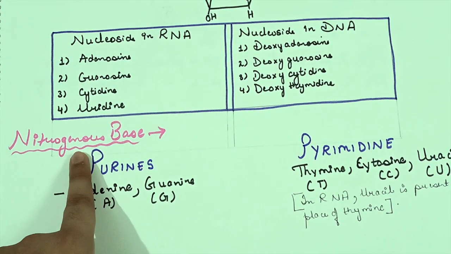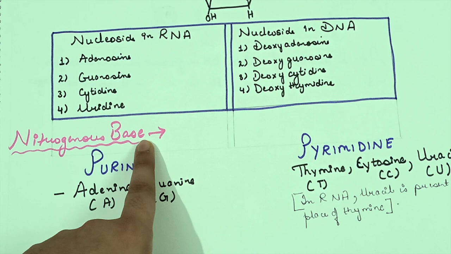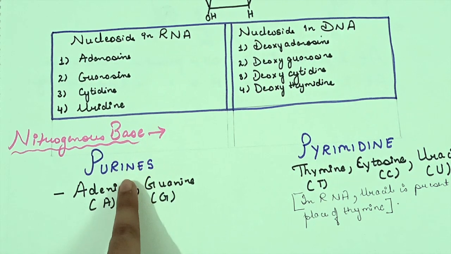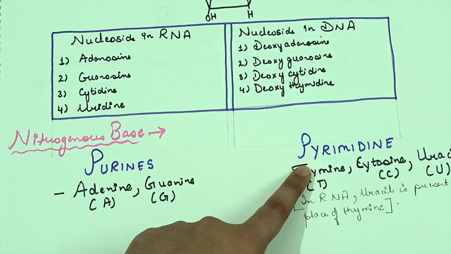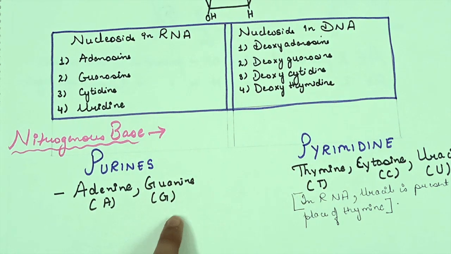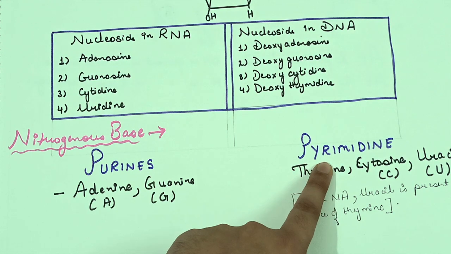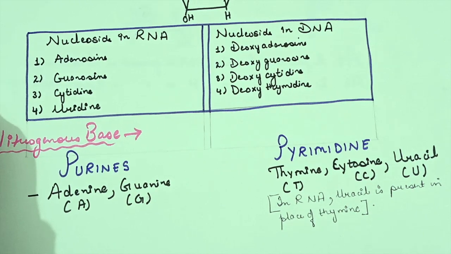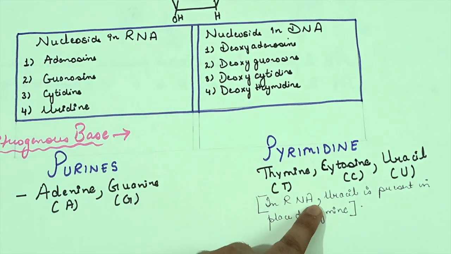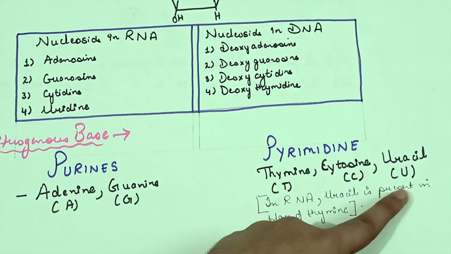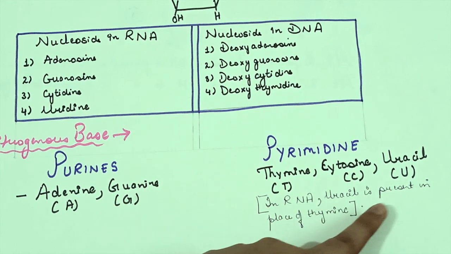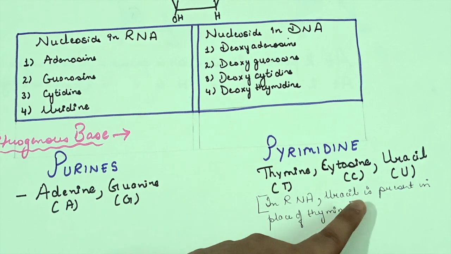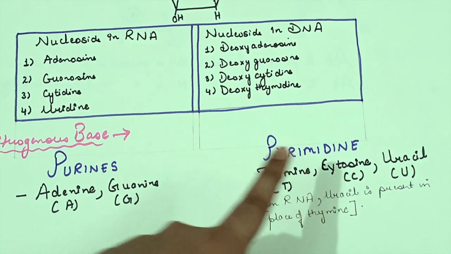Now let us discuss about nitrogenous bases, which is attached at carbon 1 of a nucleotide. There are two types of nitrogenous bases, purines and pyrimidines. Purines include adenine and guanine, whereas pyrimidine includes thymine, cytosine, and uracil. You have to remember that in RNA, uracil is present in place of thymine. So in place of thymine, uracil is present in RNA.